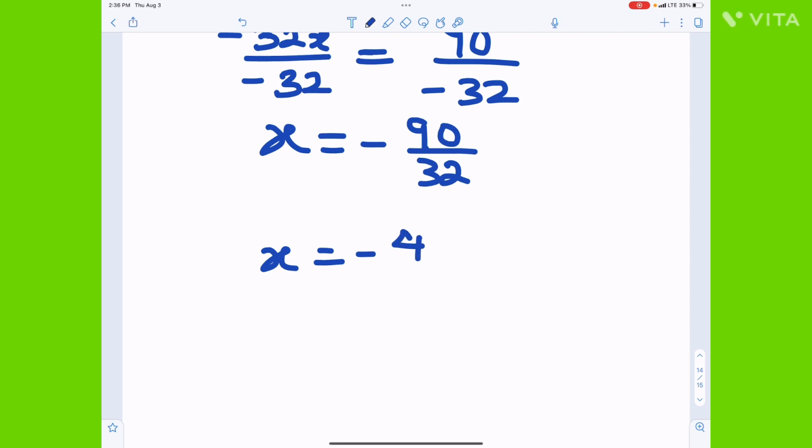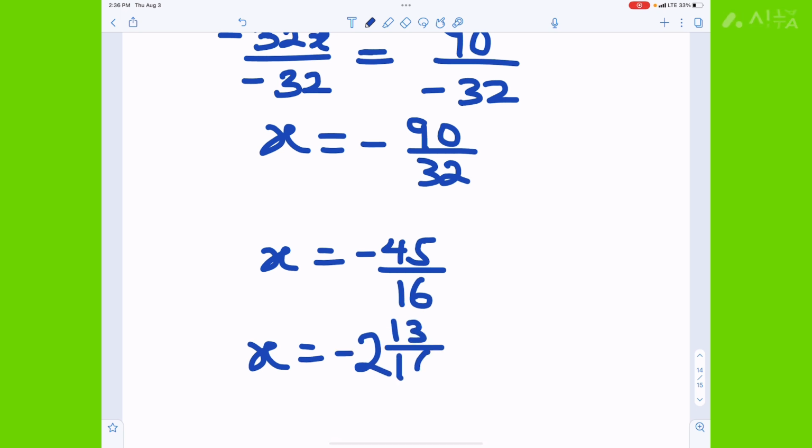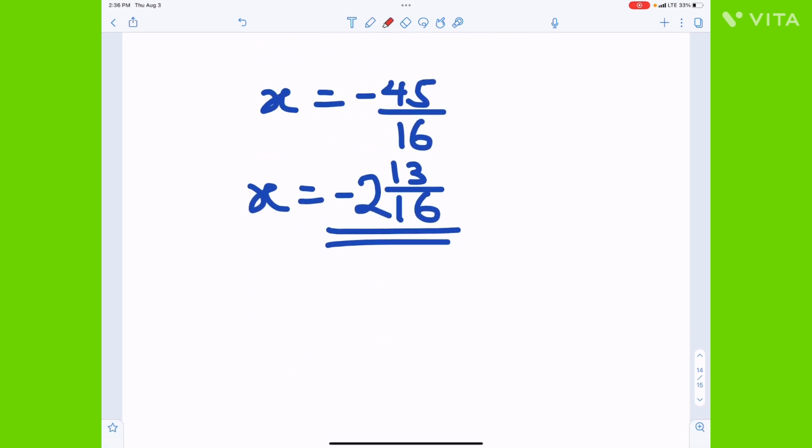2 in 90, 45. Let's do it one after the other. 2 in 90, 45. 2 in 32, 16. So that's minus 2 whole number 13 over 16. x is minus 2 whole number 13 over 16, because 16 in 45 is 2. 2 times 16, 32. 45 minus 32 is 13 over 16. And this is minus over plus, so your answer will be negative. Exactly. Let's go to the next question.